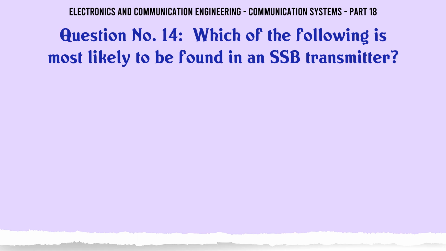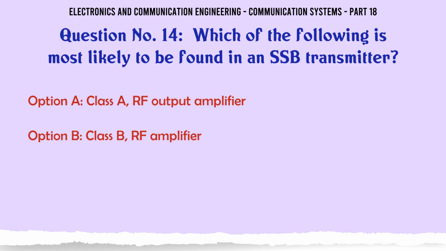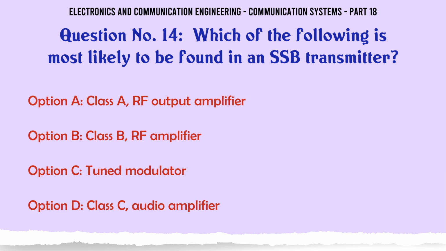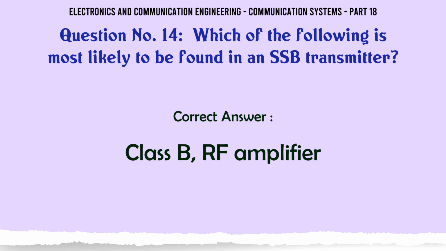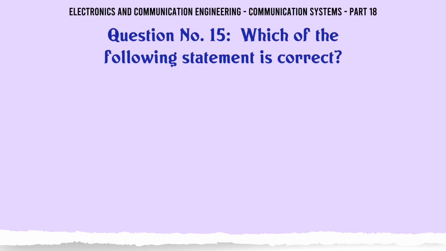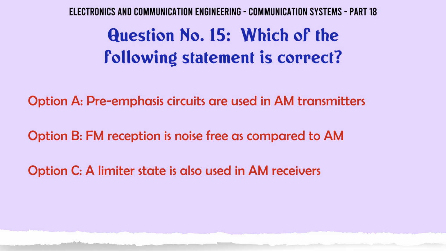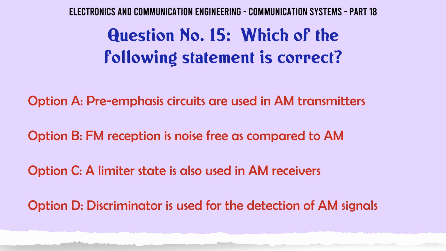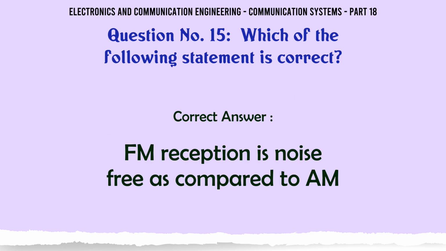Which of the following is most likely to be found in an SSB transmitter? A. Class A RF output amplifier, B. Class B RF amplifier, C. Tuned modulator, D. Class C audio amplifier. The correct answer is Class B RF amplifier. Which of the following statements is correct? A. Pre-emphasis circuits are used in AM transmitters, B. FM reception is noise-free as compared to AM, C. A limiter stage is also used in AM receivers, D. Discriminator is used for the detection of AM signals. The correct answer is FM reception is noise-free as compared to AM.